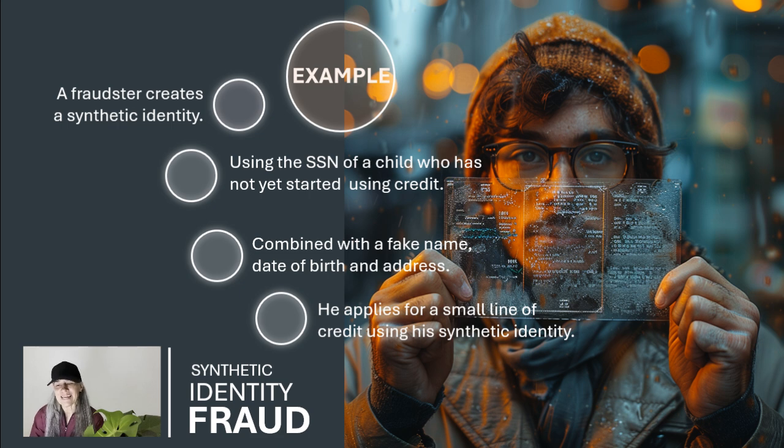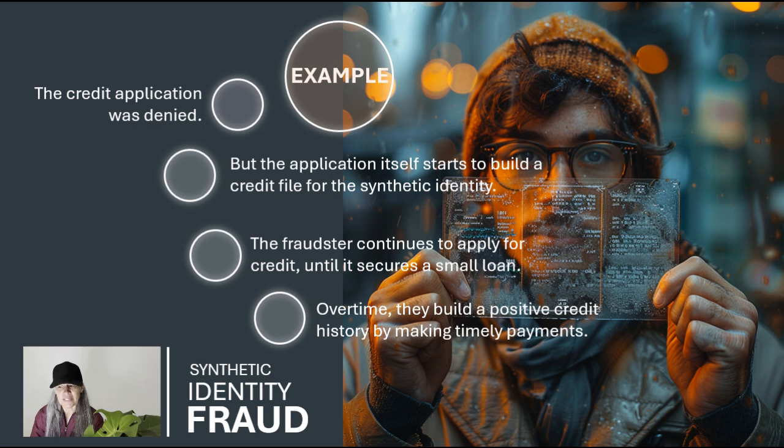A fraudster creates a synthetic identity by using the Social Security number of a child who has not yet started using credit, combined with a fake name, date of birth, and address. They apply for a small line of credit using this synthetic identity. Initially, the credit application is denied, but the application itself starts to build a credit life and credit file for the synthetic identity. The fraudster continues to apply for credit, eventually securing a small loan.